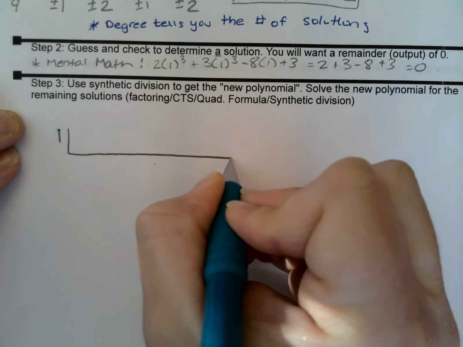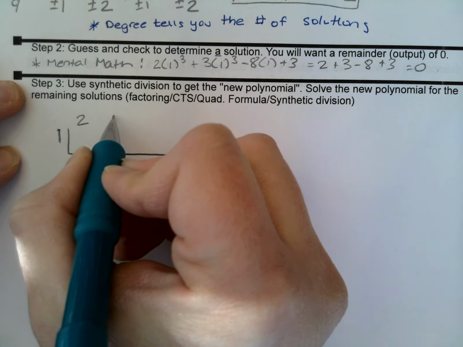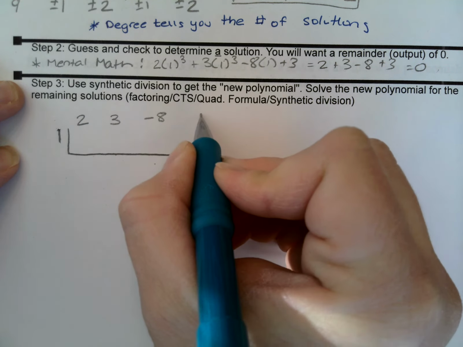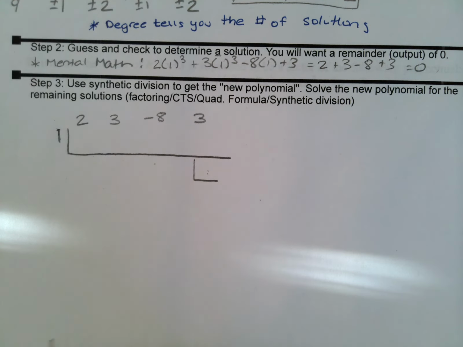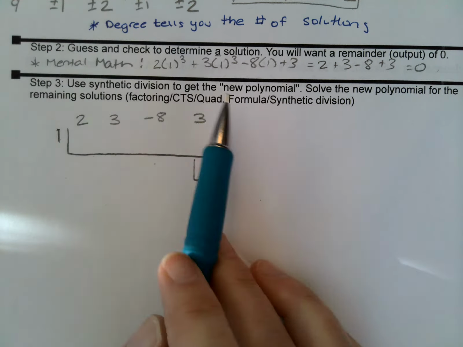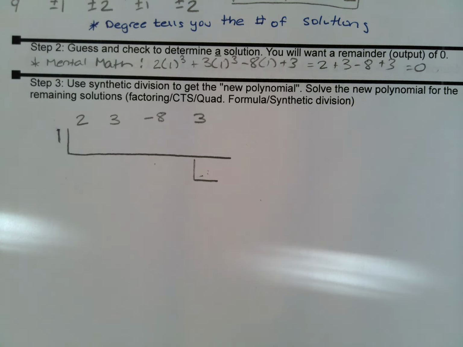I'm going to see if it works. So I'm going to do 1. I've got my synthetic division set up with negative 8, 3. I need that to be a remainder of 0. In order to be a solution, I need it to be a 0. So let's try it out.